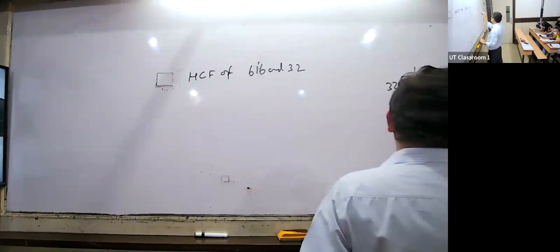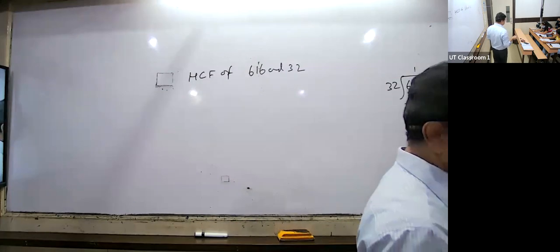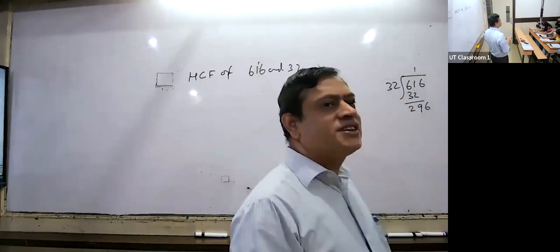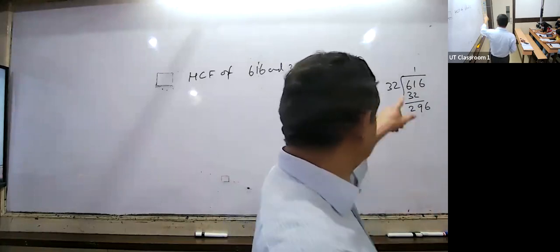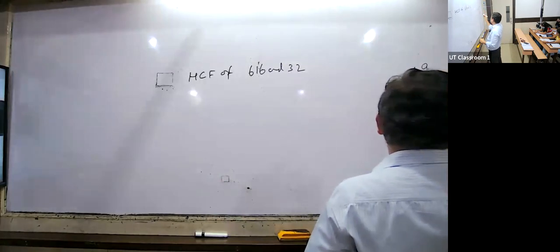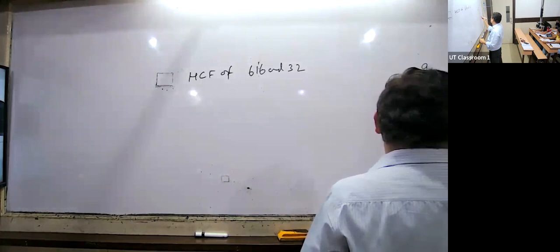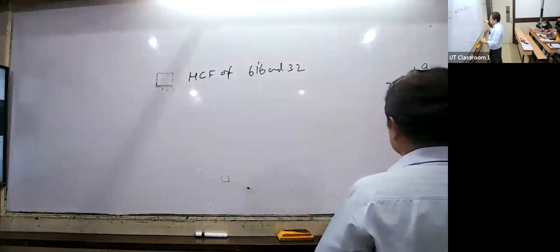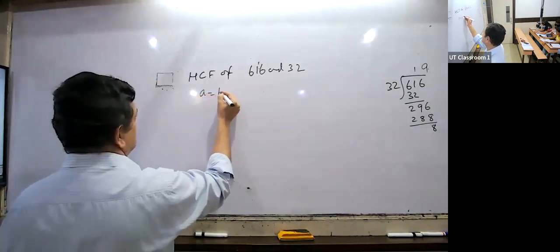So what will you get over here? 9, 2, 29, 296. Paula, the first time doing division, I had to teach you 25 sums of division. 32 into how much? 9. 9 2s are 18. 9 3s are 27 plus 1, 28. 8. So I did not write A is equal to 616.